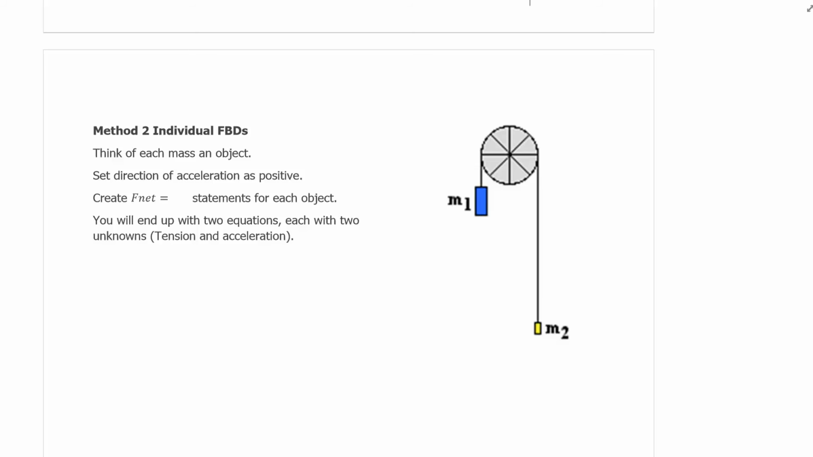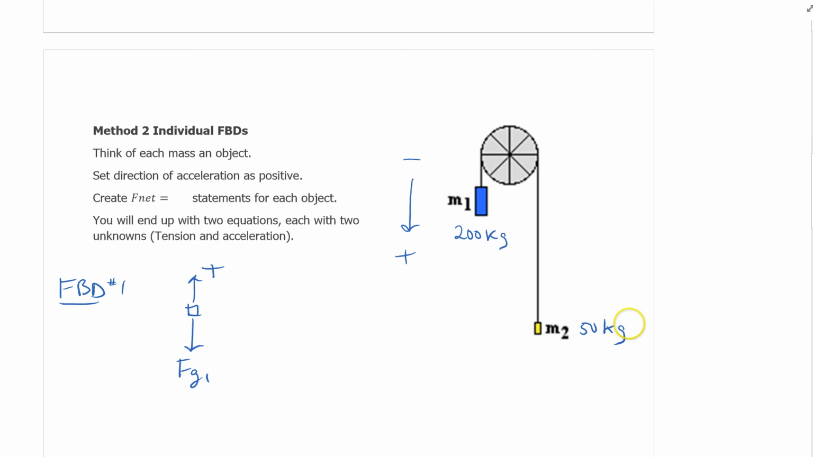So we're going to do the same question again, and this again was 200 kilograms. This was 50 kilograms. And so what we're going to do is draw two free body diagrams. Our first one was the tension went up, Fg1 went downwards, and we're going to use that same idea about which way it's accelerating. So this is going to be accelerating downwards, and this one will be accelerating upwards.